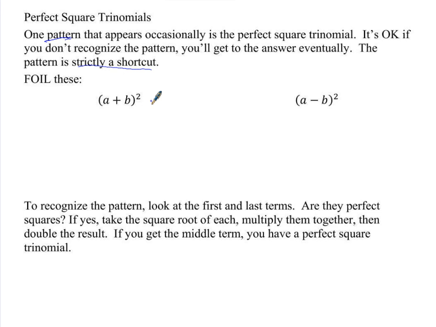That's what everybody always says, but you didn't FOIL. You tried to distribute the exponent, and that does not work. You can never distribute exponents. Exponents mean the thing is being multiplied times itself. So we have a plus b times a plus b.